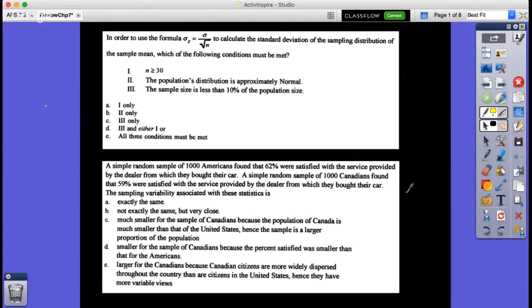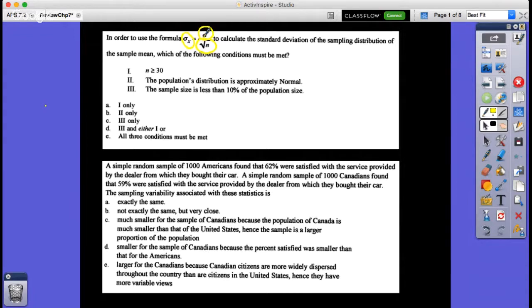Number 5 states this on the review: in order to use the formula, standard deviation of x bar, and again, because that's the case, this is the population standard deviation, just a heads up. It equals the standard deviation of the population over the square root of n. So we take the standard deviation normally, and all we're going to do is divide that by the square root of n.